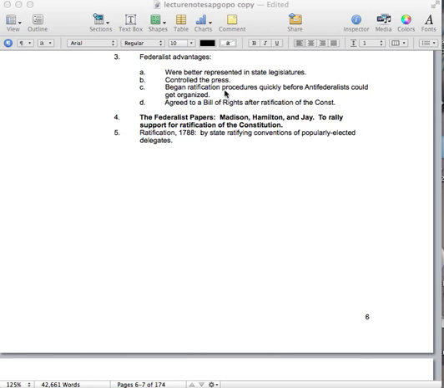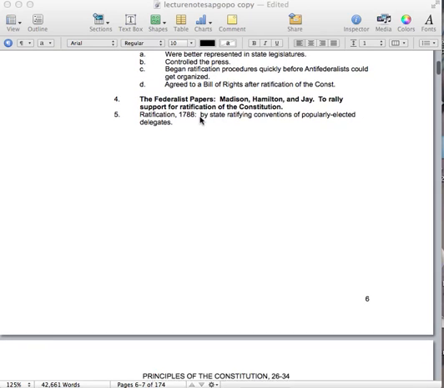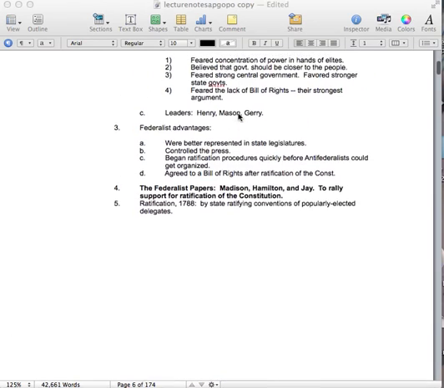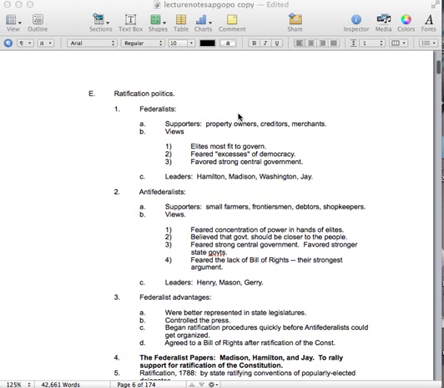I want to talk about that in a little bit, but they do agree to the Bill of Rights after the ratification of the Constitution. But they also wrote the Federalist Papers. Madison, Hamilton, and Jay wrote them. What are they? They're to rally support for the ratification of the Constitution. Notice it's in bold. You know what that means. Very important. And the ratification was in 1788. Okay, but I'm going to go back up here. So that's the Federalists.